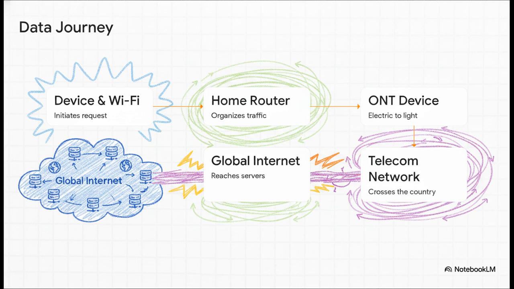Step 1 initiates at your device, creating those invisible Wi-Fi waves. Step 2 hits the home router, organizing your traffic. Step 3 enters the ONT, translating the electrical signal brilliantly into light. Step 4 speeds down the massive telecom network. And Step 5 finally hits the global internet servers. It is just an amazing, perfectly orchestrated chain of events.